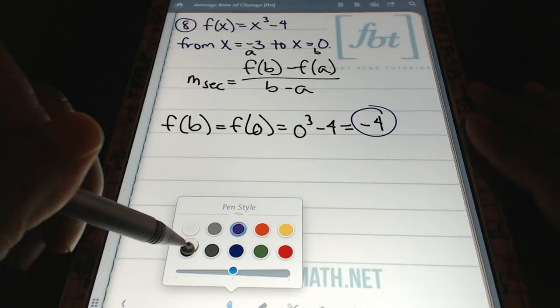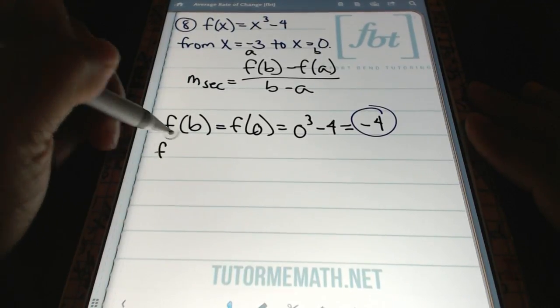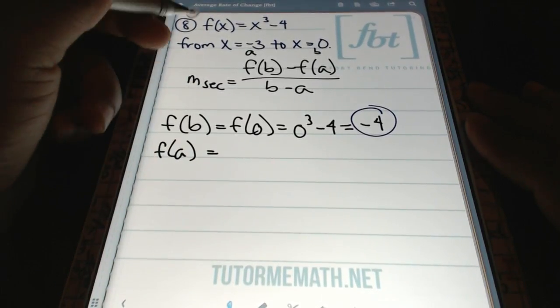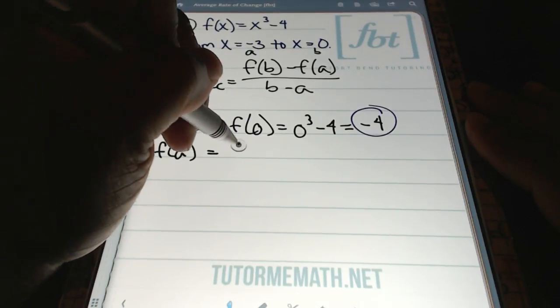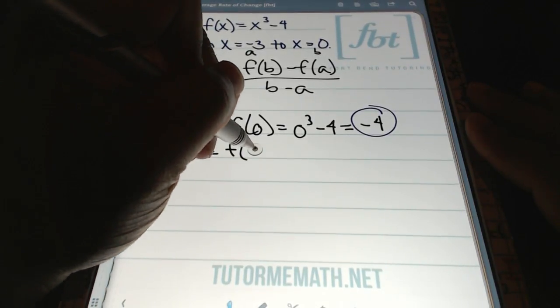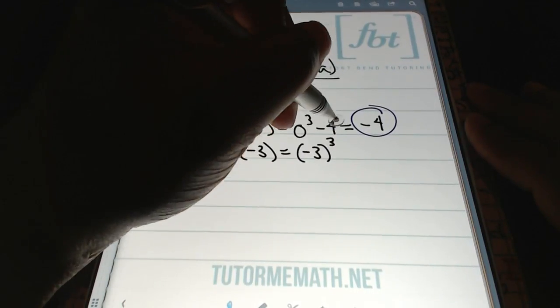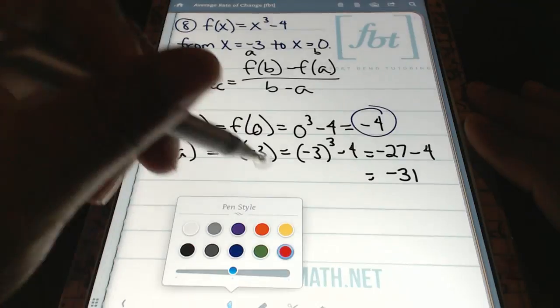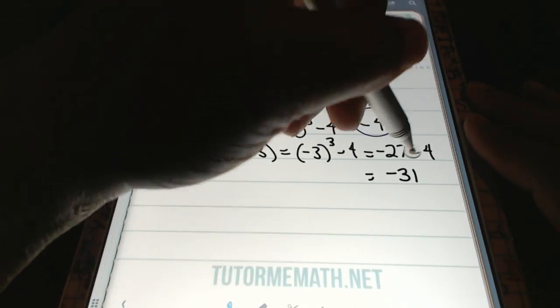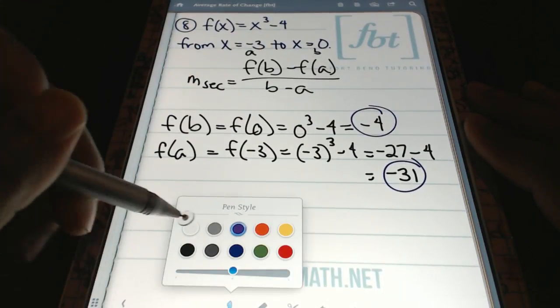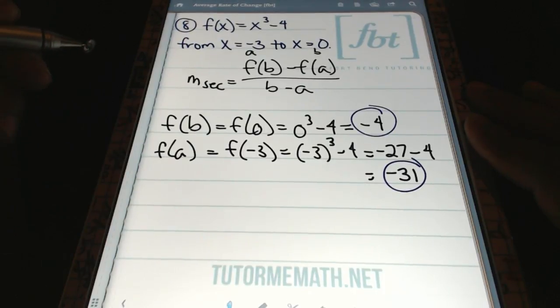All right. Now we'll be looking at f of a. For f of a, we'll be replacing all the x's in the original equation with -3. So let's see what happens with this one. If we replace the x value with -3, we'll have to cube it, then subtract 4. We'll end up with -27 minus 4. This simplifies to give us a result of -31, which we'll be plugging into our equation for the slope of a secant line. All right.